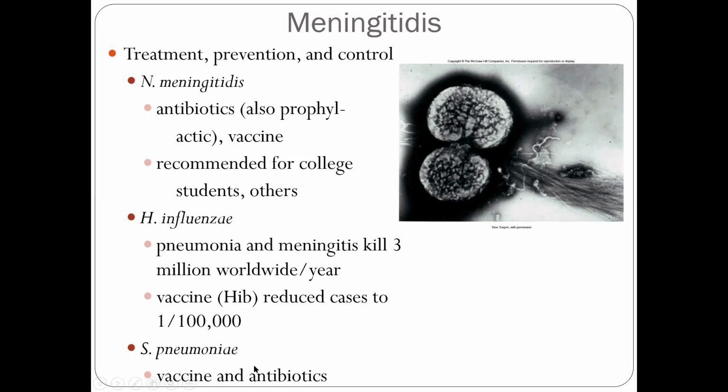Now, the last one, which usually happens in older people, is Streptococcus pneumoniae. We do have a vaccine. That's a vaccine coming from the capsule. And we call it a PCV vaccine, and we do have antibiotics for that.